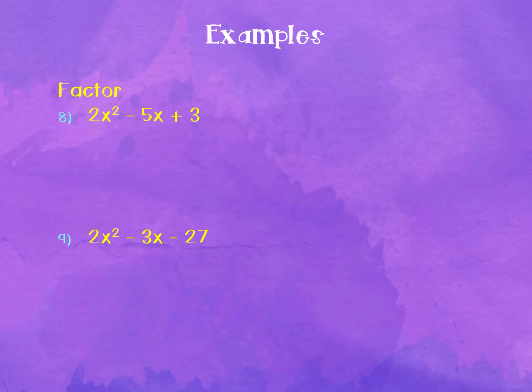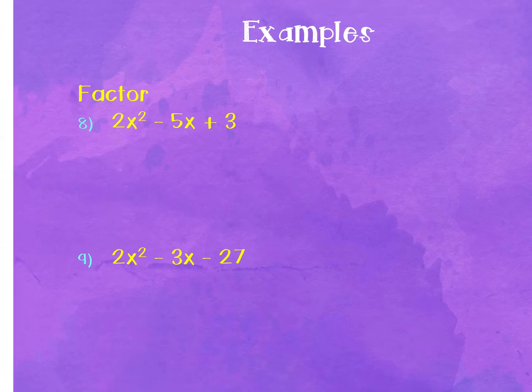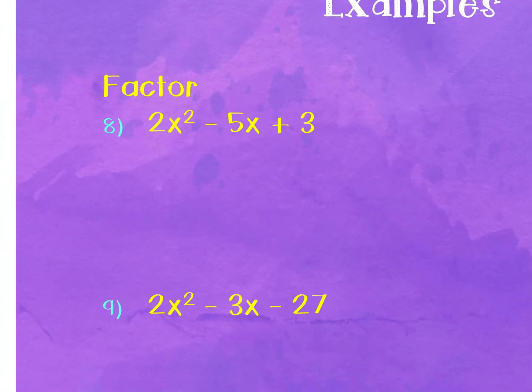Same thing. I'm going to stick to the factor by grouping. Now, this one's probably small enough where you probably could guess and test, because the only factors of 2 are 1 times 2, and the only factors of 3 are 1 times 3. So then it's just a matter of putting them in the right spot. But I'm going to factor by grouping. So I'm going to go ahead and multiply my first term with my last term, and that's going to give me the 6x squared.